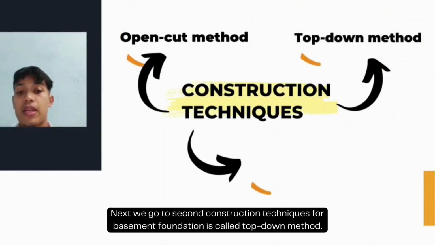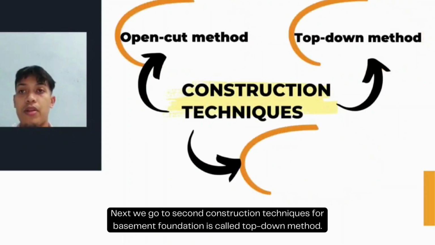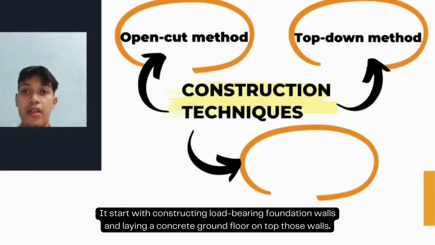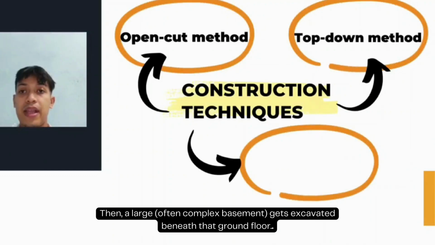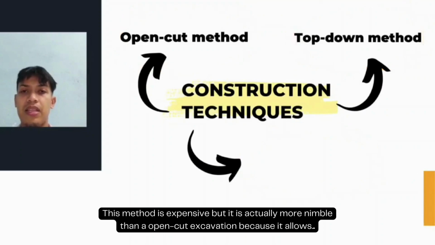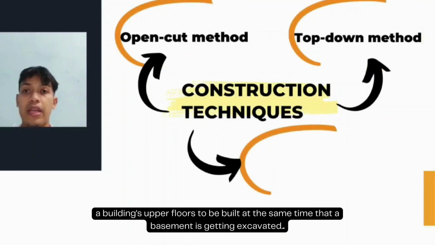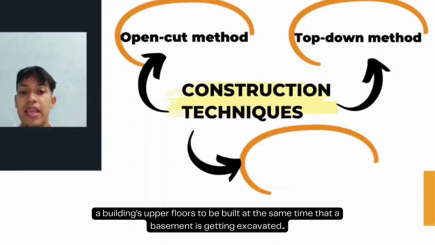Next, we go to the second construction technique for basement foundation. It's called the top-down method. This excavation method is often used for constructing high-rise buildings in urban areas. It starts with constructing a load-bearing foundation wall and laying a concrete ground floor on top of this wall. Then, a large gap is excavated beneath that ground floor. This method is expensive, but it is actually more nimble than an open cut excavation because it allows a building's upper floor to be built at the same time that a basement is getting excavated.